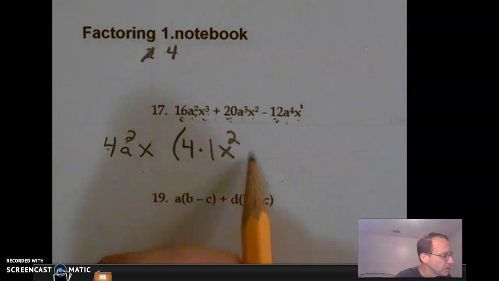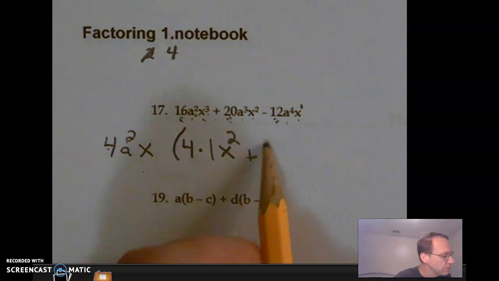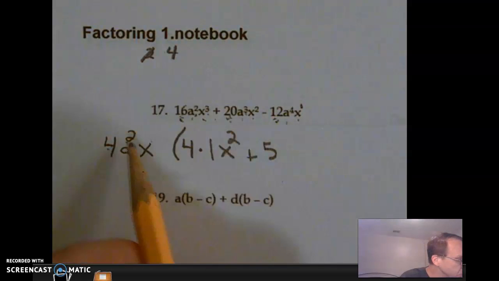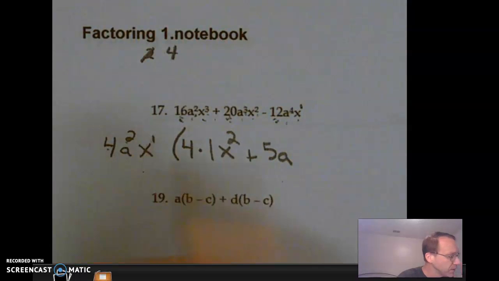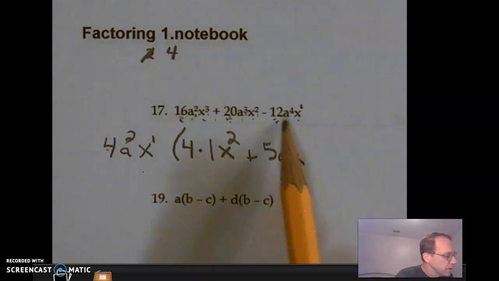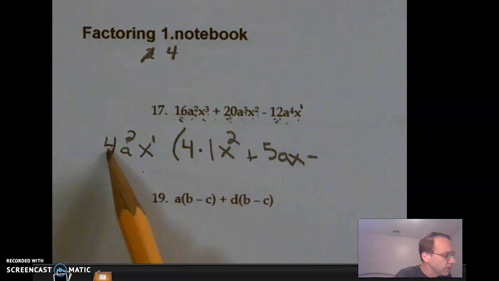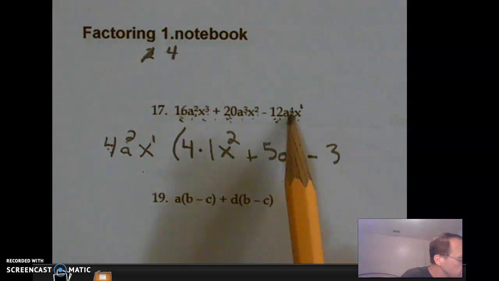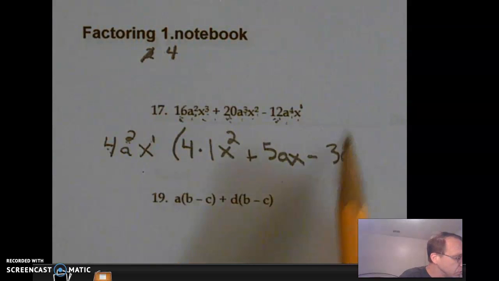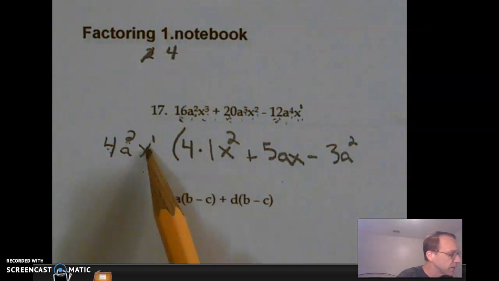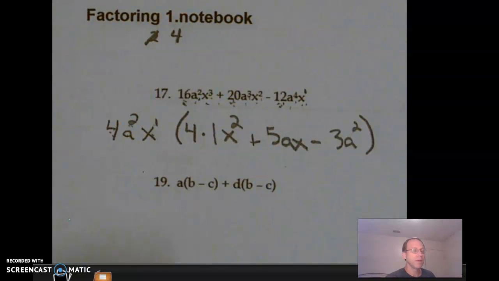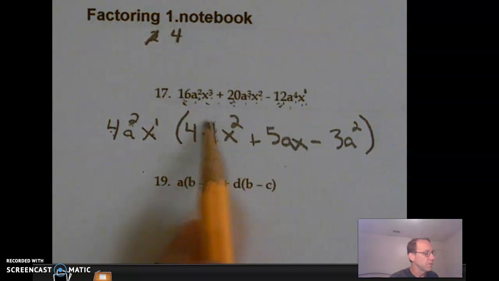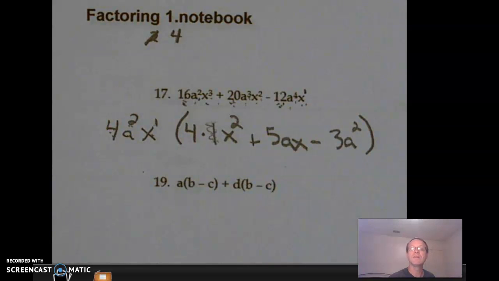Okay, plus 20 divided by 4 is 5. 3 minus 2 gives us 1. 2 minus 1 is 1. Okay, minus 12 divided by 4 is 3. 4 minus 2 is 2. And x divided by x is 1. So we could clean this up a little bit by getting rid of that 1 right here. But other than that, that would be your answer.